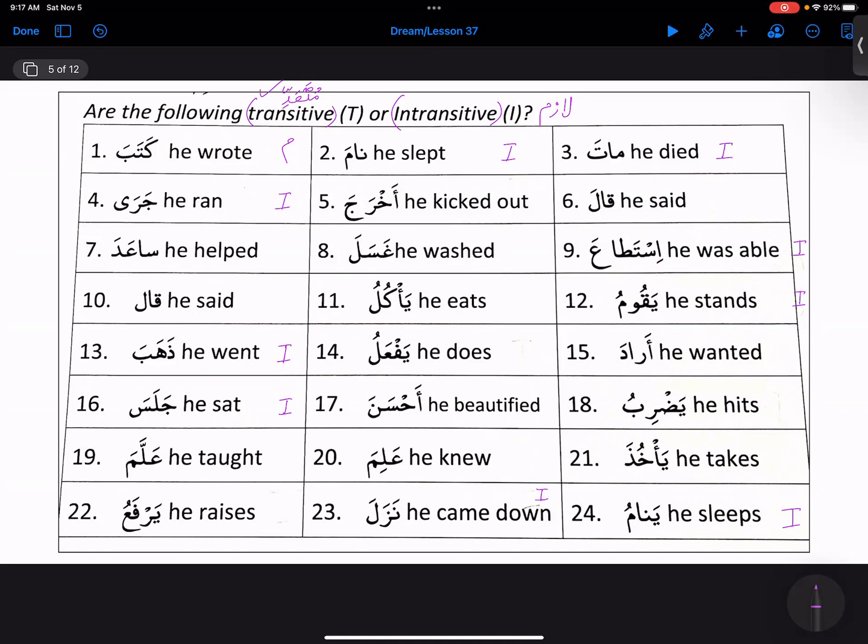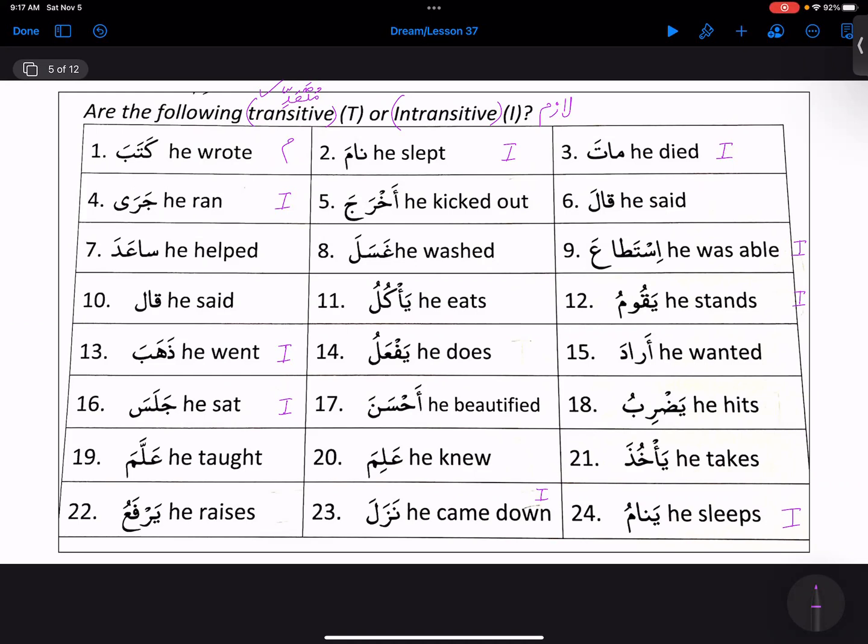Now nama means he slept. That's lazim, intransitive. Very good. Now mata, he died. That's also intransitive, lazim. Very good. Okay, jara means he ran. Intransitive. It's lazim too.